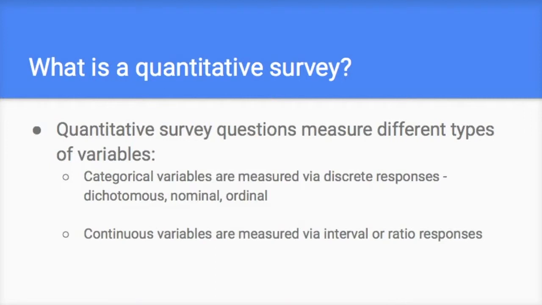Questions within a quantitative survey measure different types of variables. Categorical variables are measured using discrete responses. They can be dichotomous, nominal, or ordinal. Continuous variables are measured using interval or ratio responses.